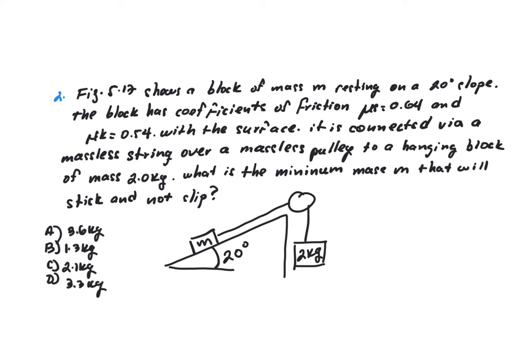Okay, so back to test 2, part 2, extra credit, question 2. It says figure 5.7 shows a block of mass M resting on a 20-degree slope. The block has coefficients of static friction 0.64 and kinetic friction 0.54 with the surface. It is connected via a massless string over a massless pulley to a hanging block of mass 2 kilograms. What is the minimum mass that will stick and not slip?